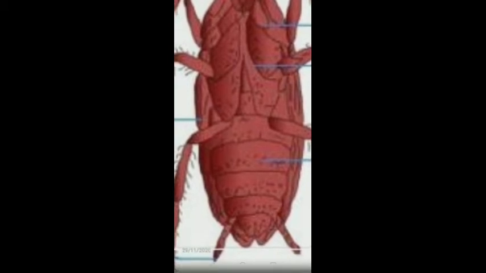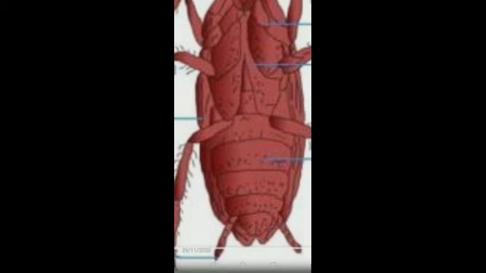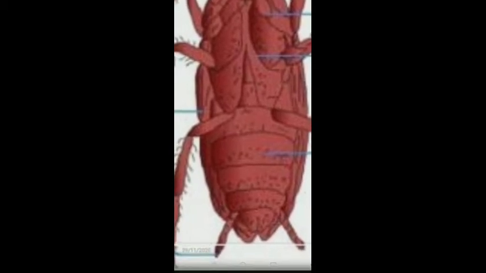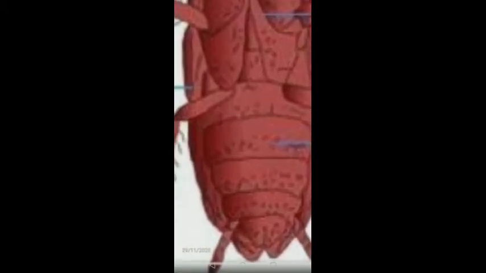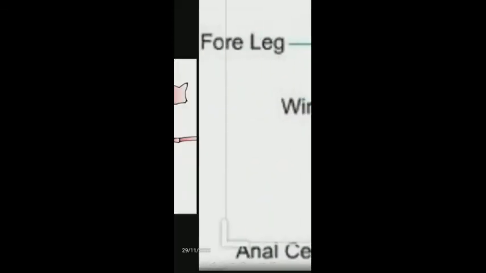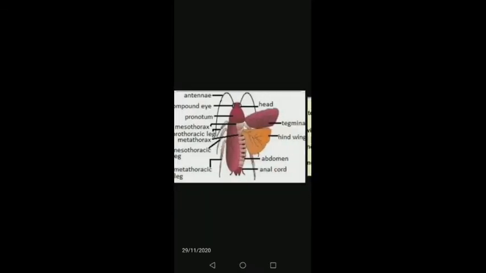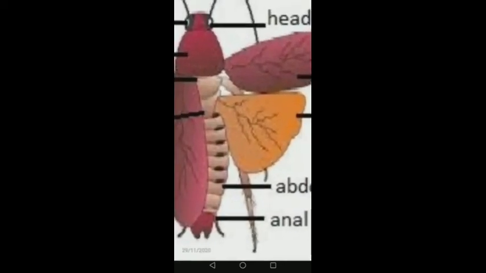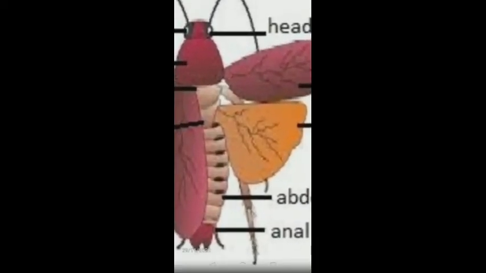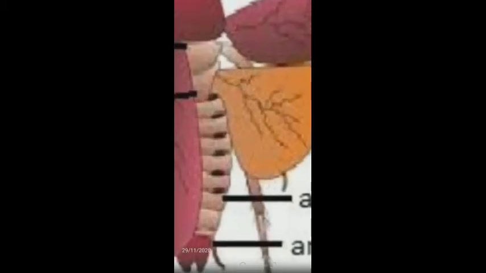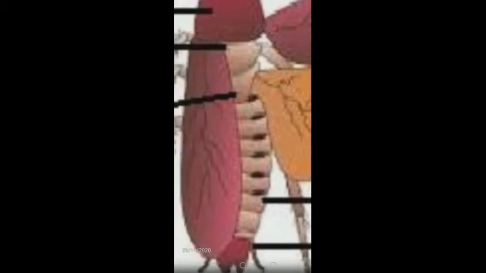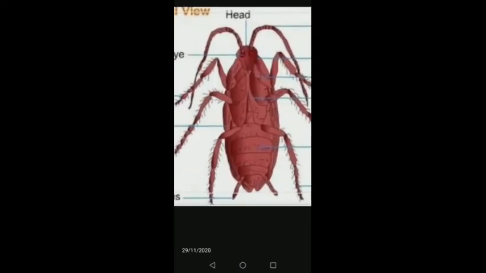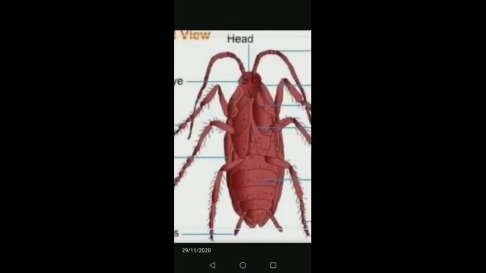What do you mean by sclerites? I told you, the segment which has a hard plate-like structure, that is what we call sclerites. If you see the sclerites on the dorsal side, I'll show you here, this is the dorsal side. The dorsal side of the sclerites we call tergites, and the ventral side of the segment we call sternites.